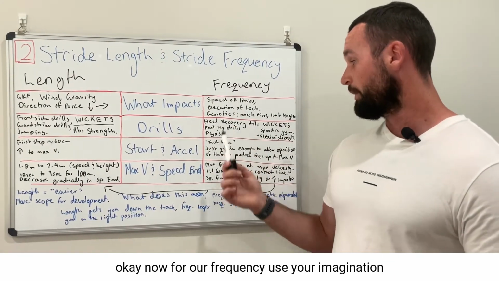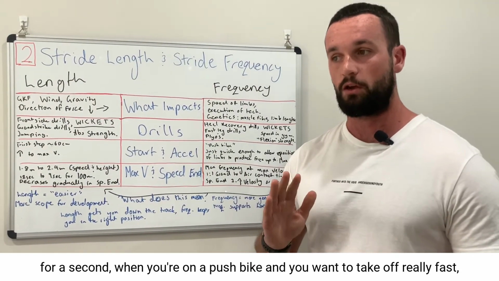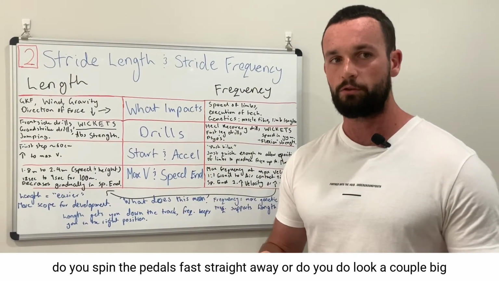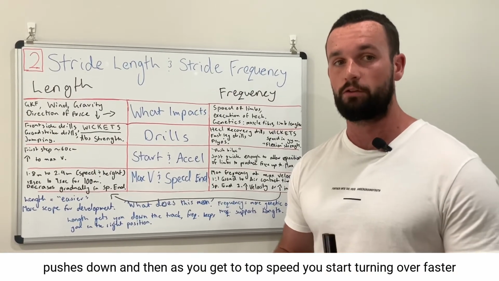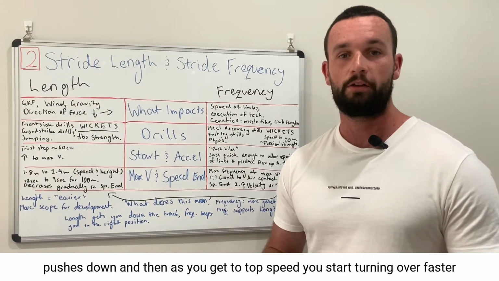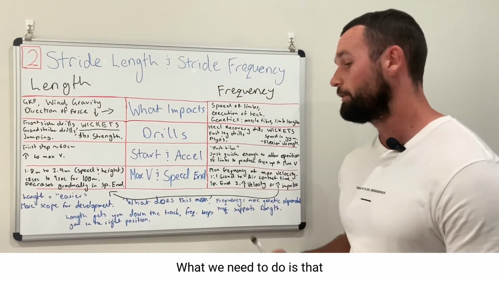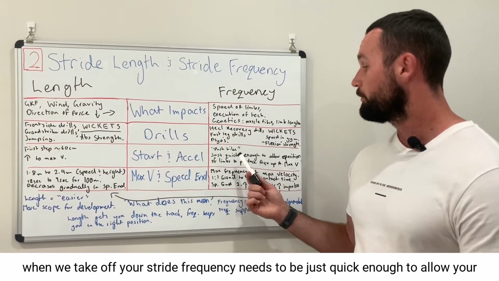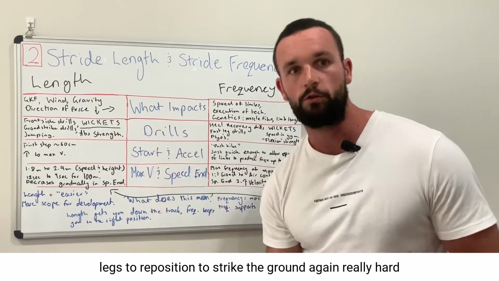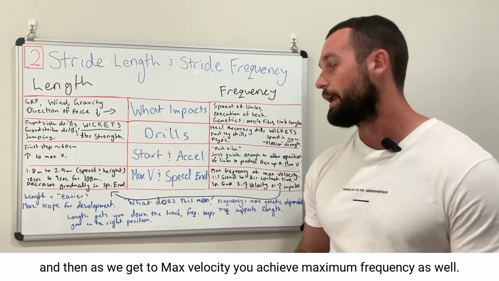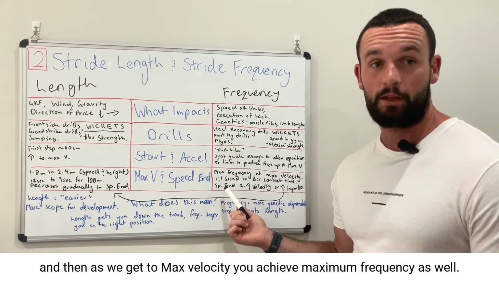Now, for our frequency, use your imagination for a second. When you're on a push bike and you want to take off really fast, do you spin the pedals fast straight away? Or do you do a couple of big pushes down, and then as you get to top speed, you start turning over faster because you built that momentum? Well, that's exactly the same for running. What we need to do is that when we take off, your stride frequency needs to be just quick enough to allow your leg to reposition, to strike the ground again really hard. And then as we get to max velocity, you achieve maximum frequency as well, okay?